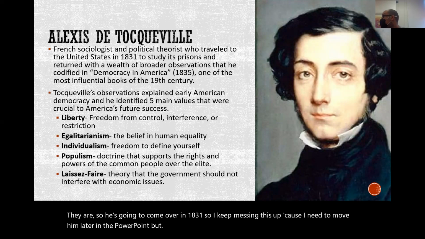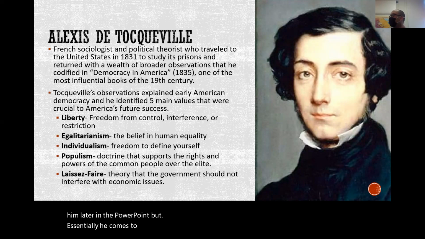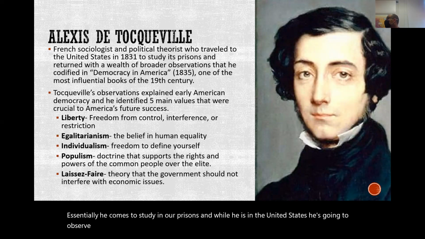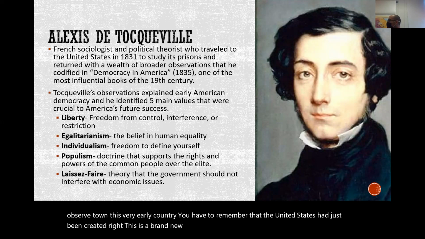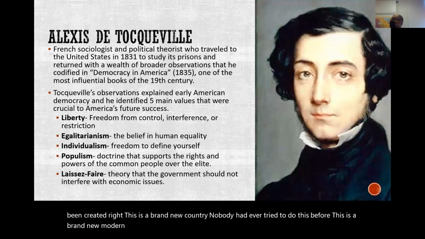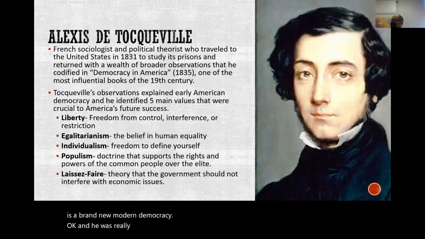Essentially he comes to study in our prisons, and while he is in the United States, he's going to observe this very early country. You have to remember that the United States had just been created, right? This is a brand new country. Nobody had ever tried to do this before. This is a brand new modern democracy, and he was really interested in how we were trying to get it to work.